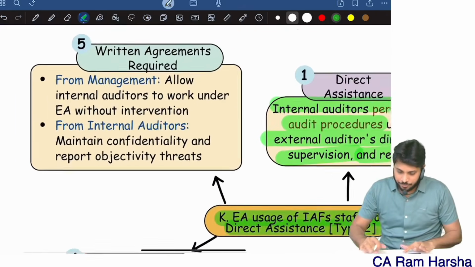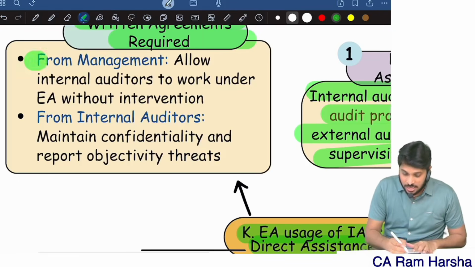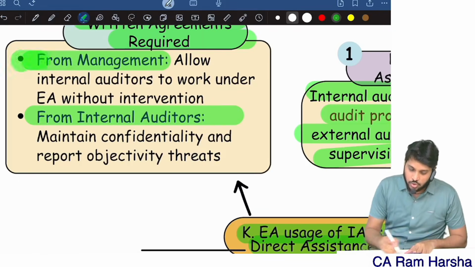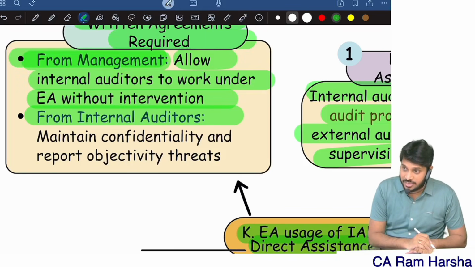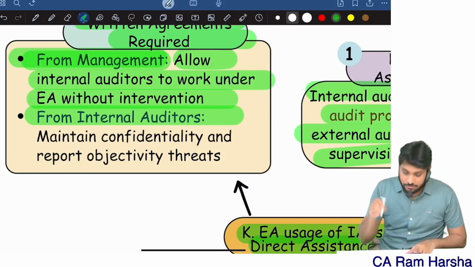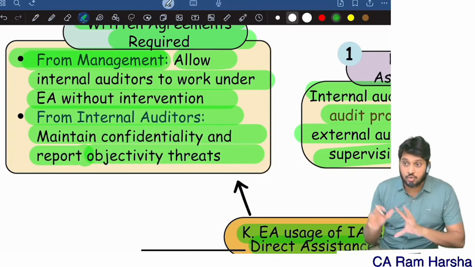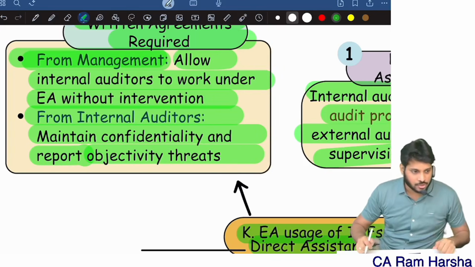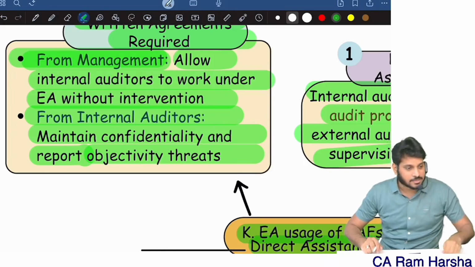Finally, before you take them into direct assistance, get acknowledgement from management and agreement from internal auditors, both. From management, that they will allow internal auditors to work under the direction of the external auditor without any intervention. From internal auditors, that they maintain confidentiality and report any issues they face from management, like threats to objectivity. All that. SA 610, in just over 10 minutes, neatly covered. Yes or no? That's it.